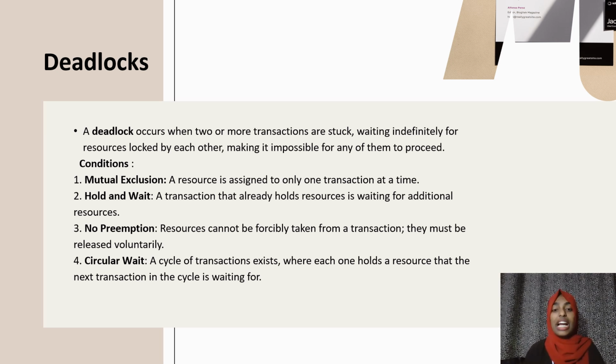In mutual exclusion, a resource is assigned to only one transaction at a time. In hold and wait, a transaction that already holds a resource is waiting for an additional resource. And here resources cannot be forcibly taken from a transaction; they must be released voluntarily. So this is the condition of no preemption. And in circular wait, a cycle of transactions exists where each one holds a resource that the next transaction in the cycle is waiting for. So these are the conditions of deadlocks.